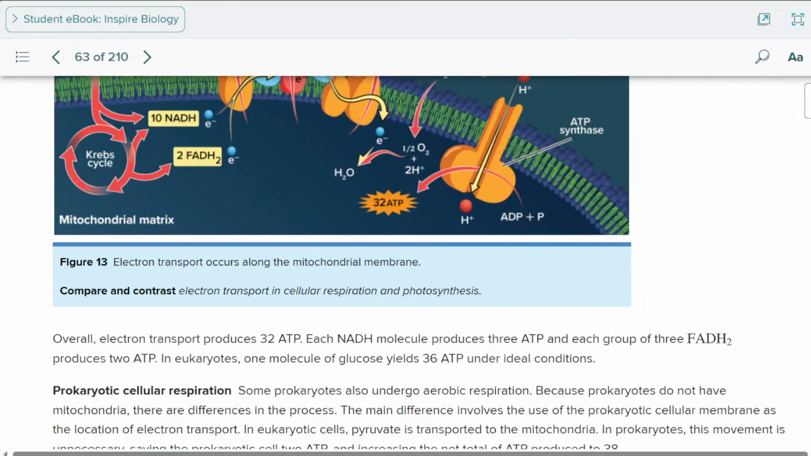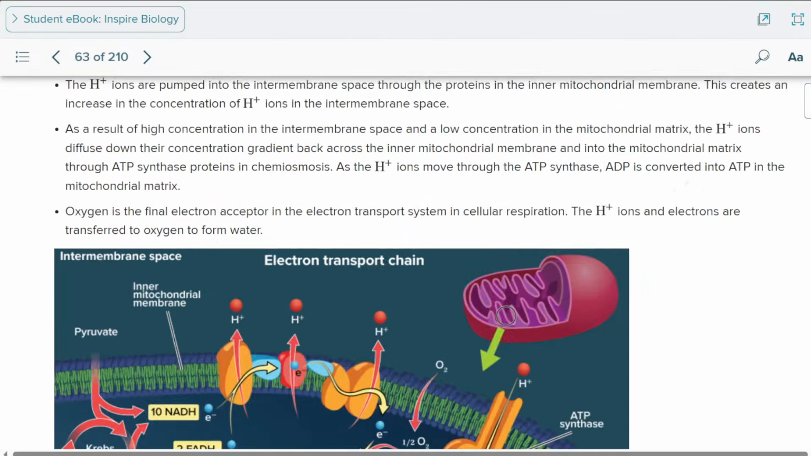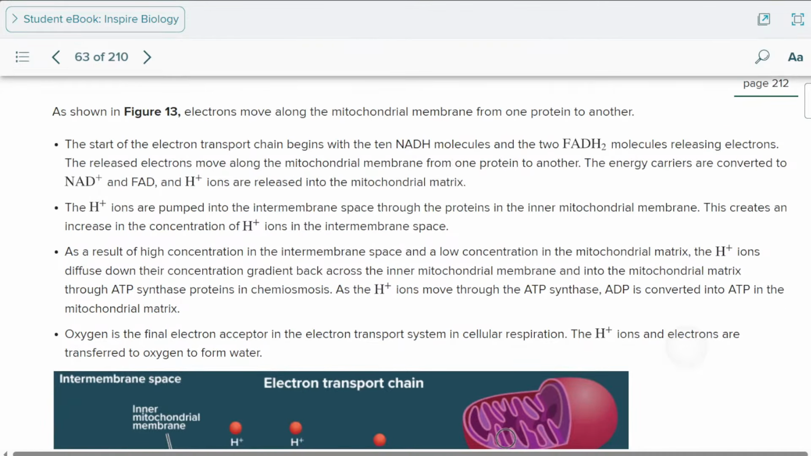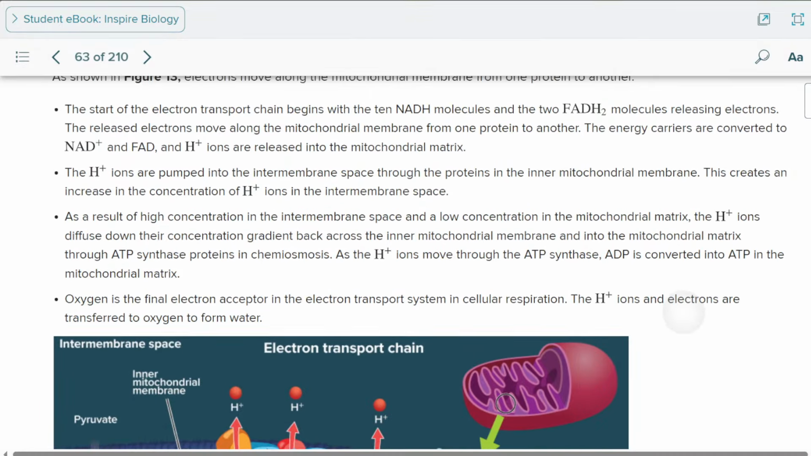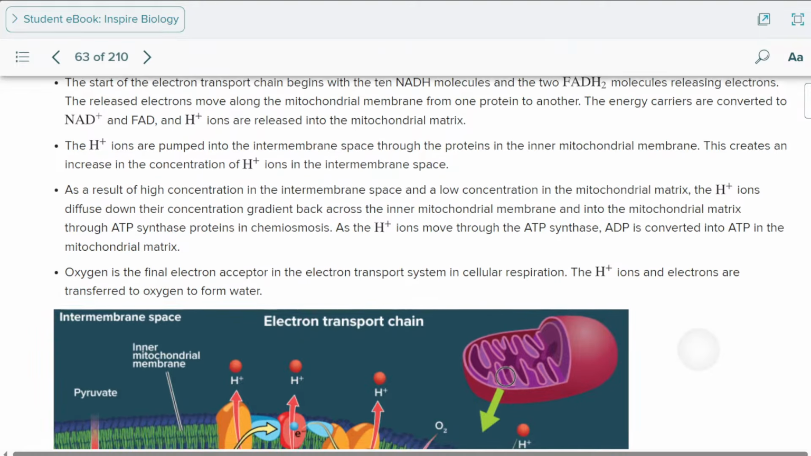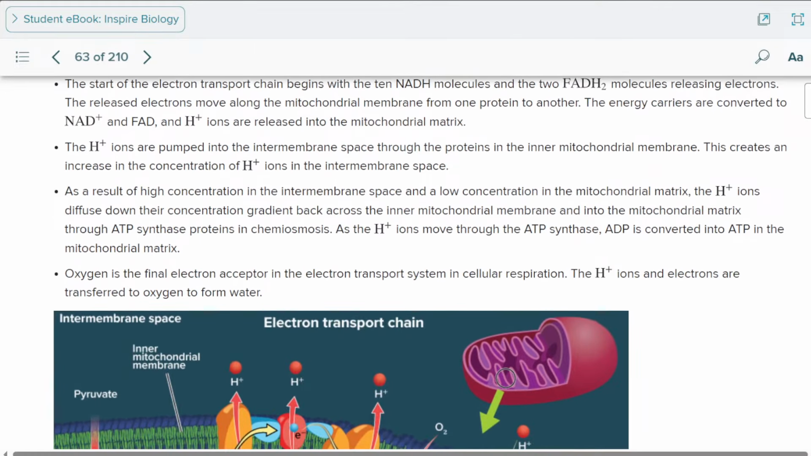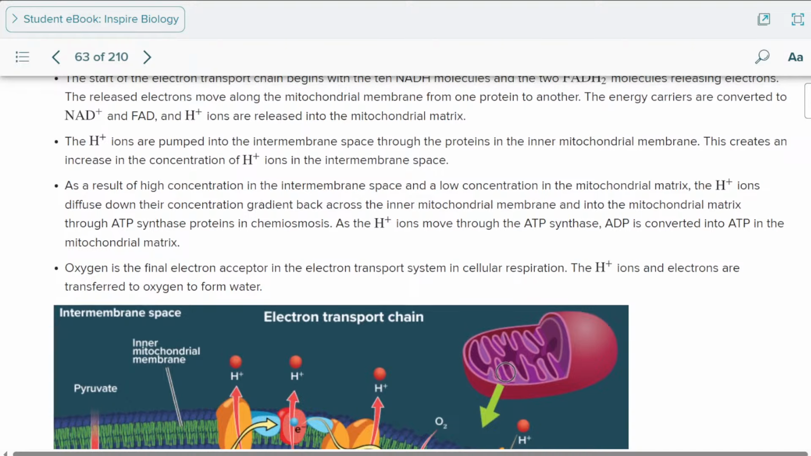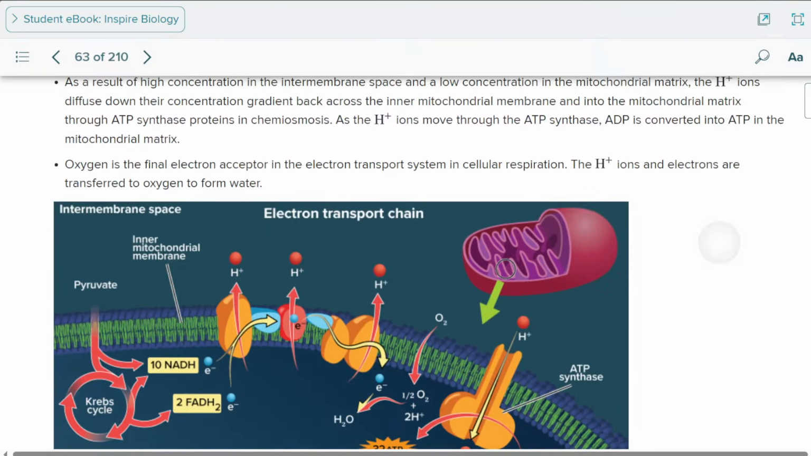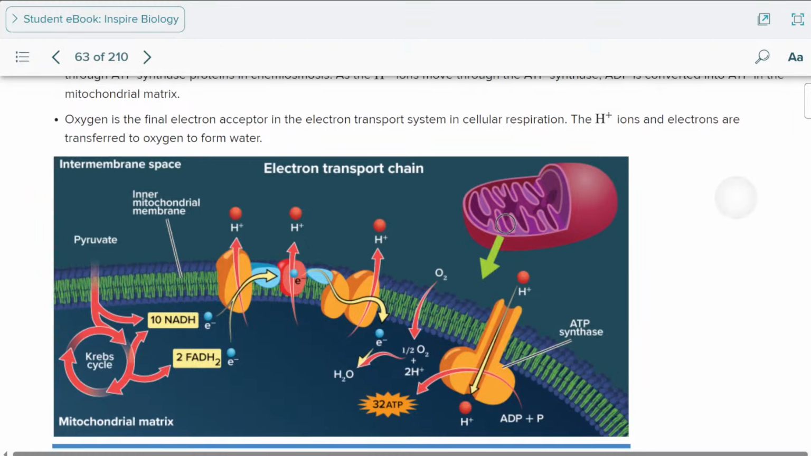Now here's figure 13. This is the electron transport chain. The electrons move along the mitochondrial membrane from one protein to another. The chain begins with 10 NADH molecules and 2 FADH2 molecules releasing electrons. The released electrons move along the membrane from one protein to another. Here, is it the inner mitochondrial membrane? Yes, okay.